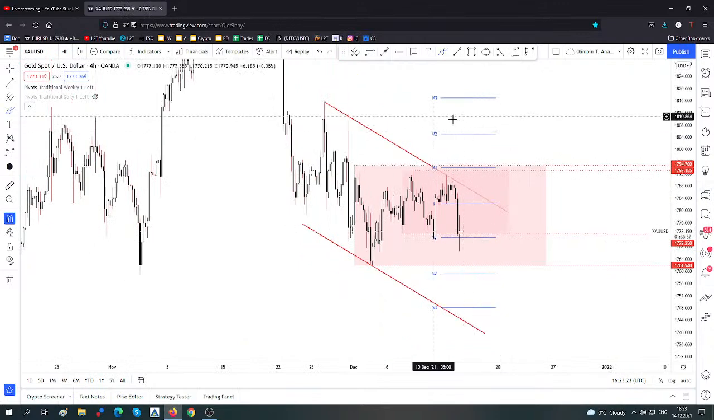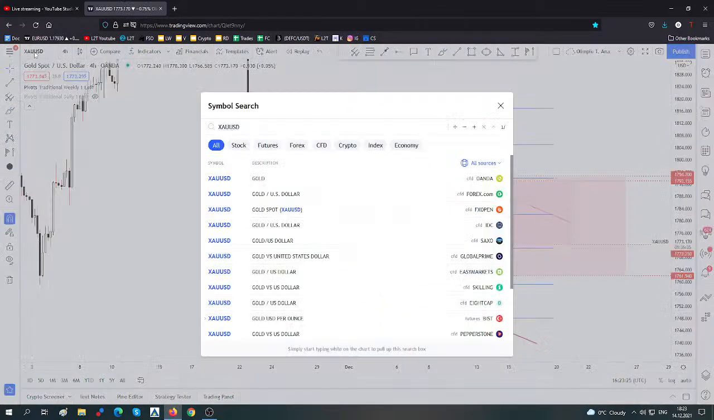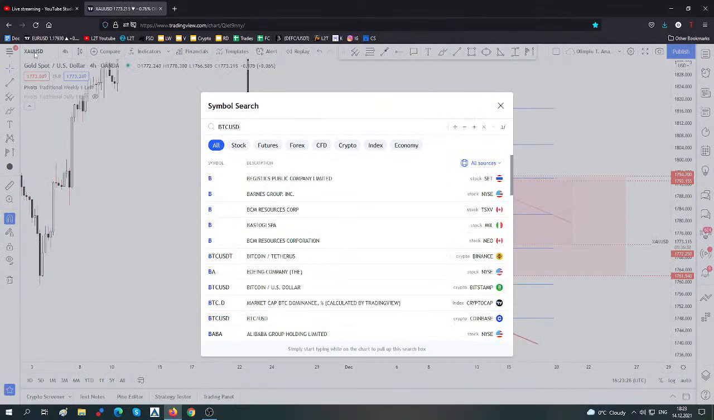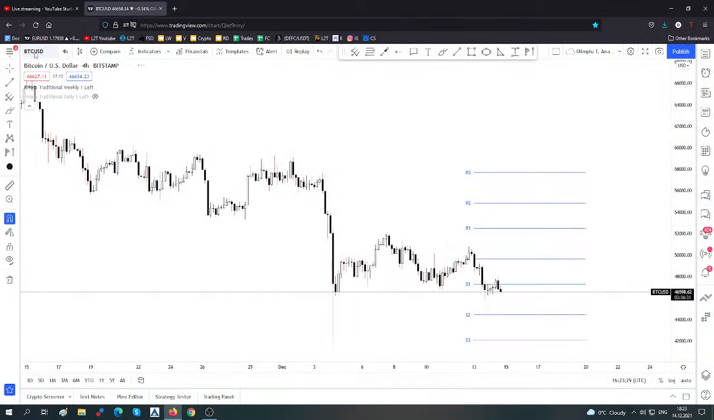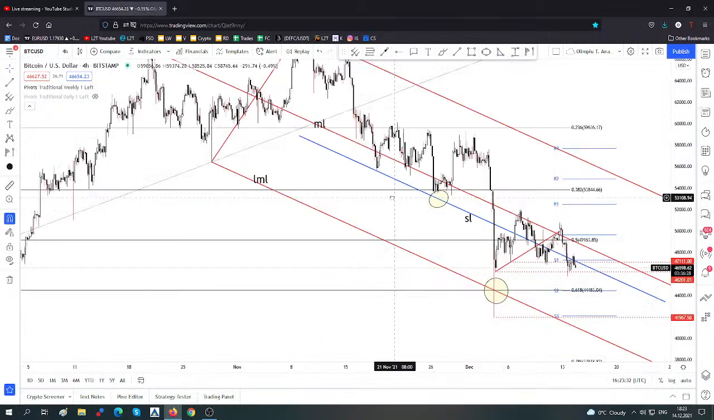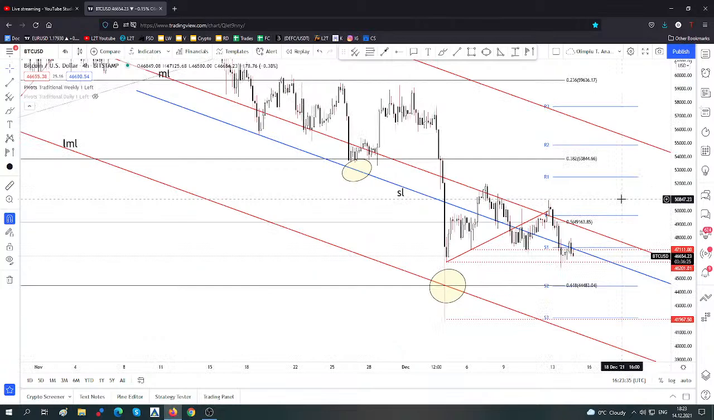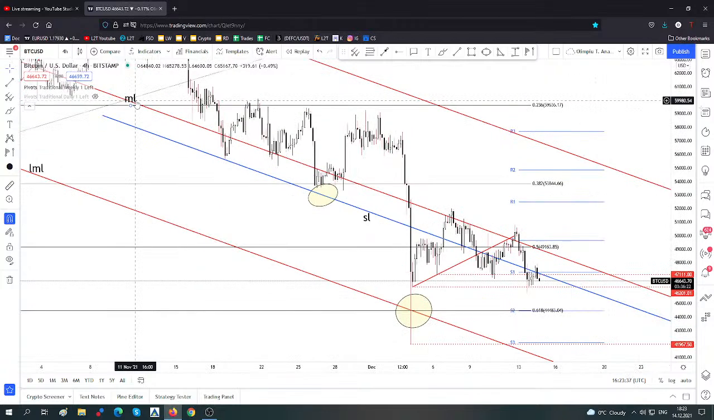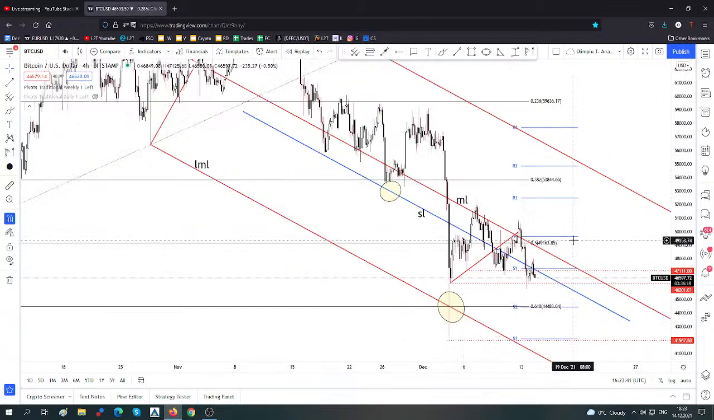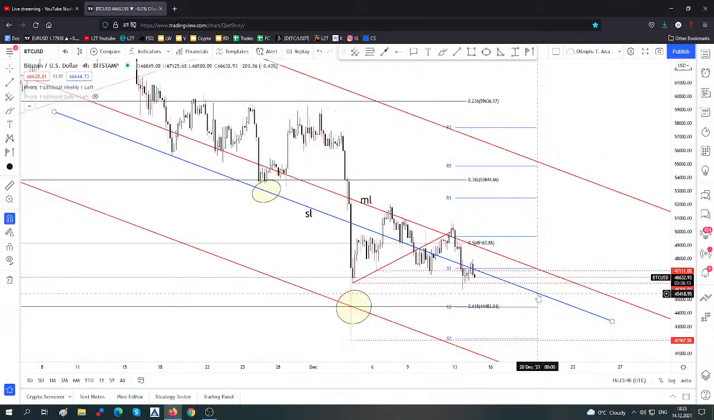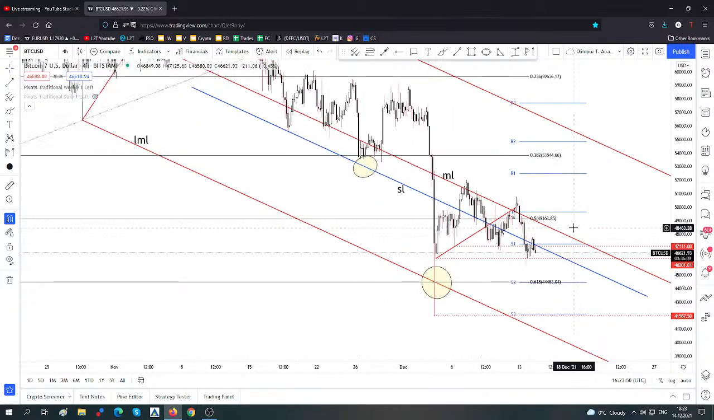Okay, guys. Bitcoin. As you already know from my previous live webinar sessions, as long as it stays below the 50% retracement level, below the medium line of the descending pitchfork, and below the inside sliding line, the bias is bearish and the price of Bitcoin could slip lower.